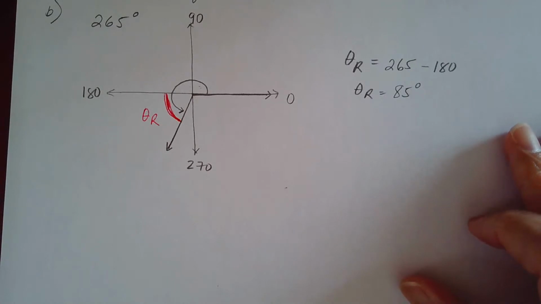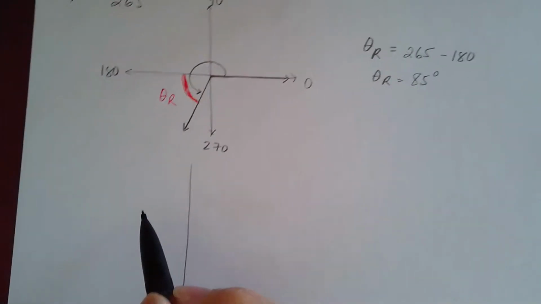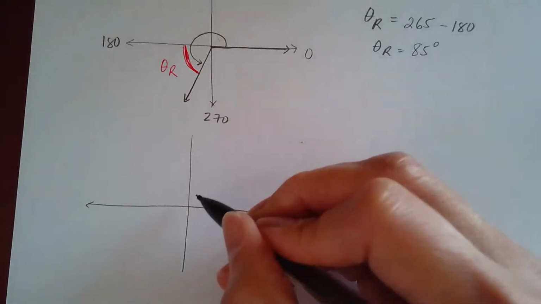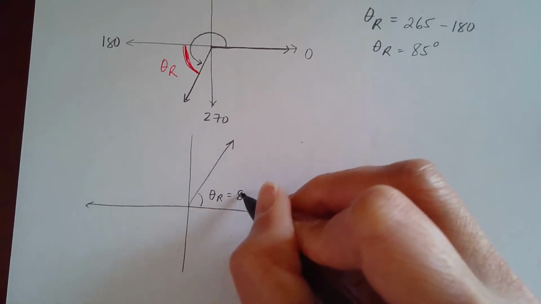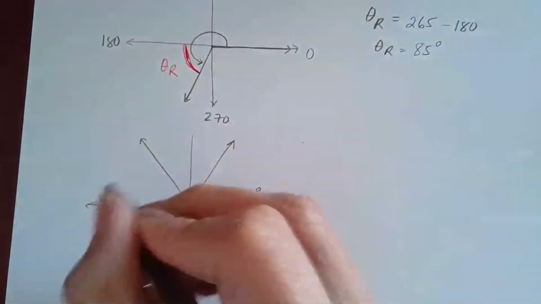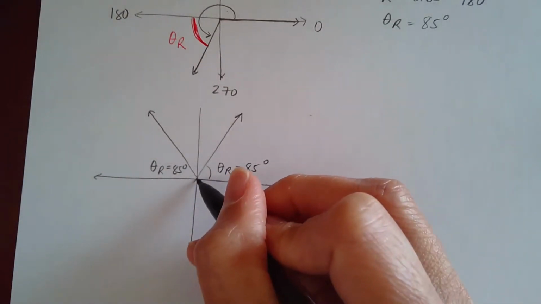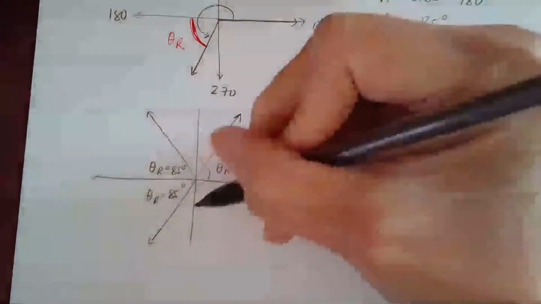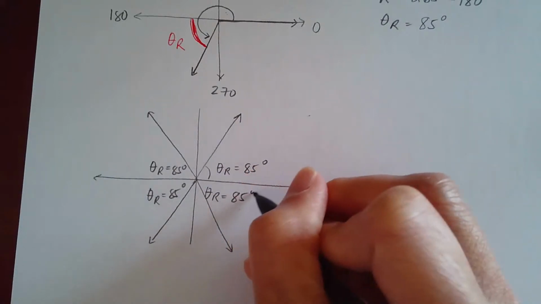So I'll draw it out. I can have a reference angle of 85 degrees in quadrant 1. And then I'm going to have a reference angle of 85 degrees in quadrant number 2, a reference angle of 85 degrees in quadrant 3, and then an 85 degrees reference angle in quadrant number 4.